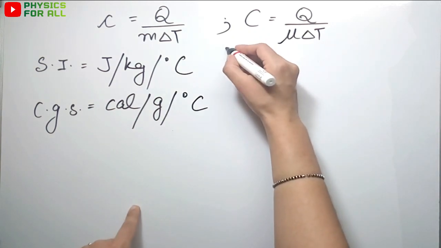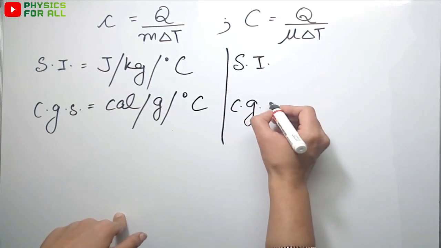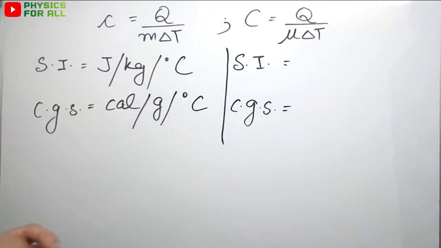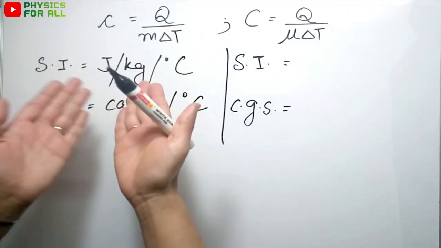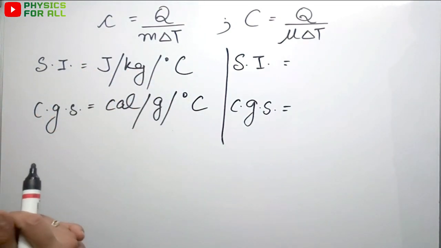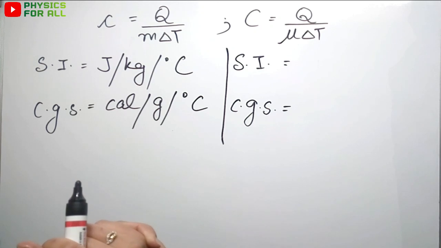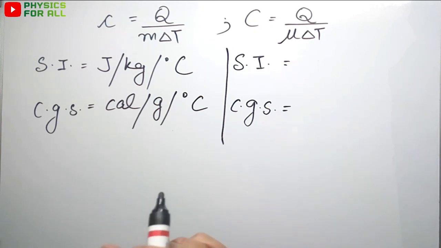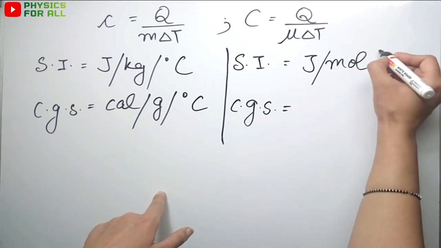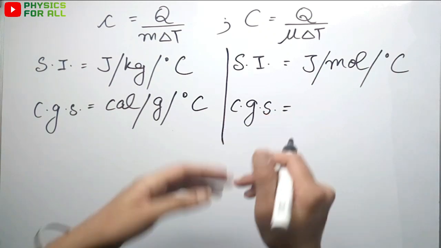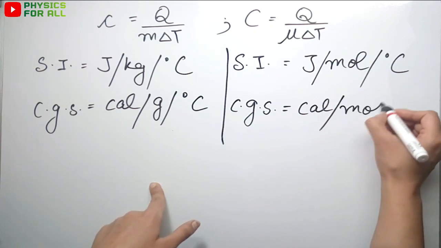So now just watching this, how can we write the SI unit and CGS unit of molar specific heat capacity? What is the difference in the formula of both the specific heat capacities? That here we have mass and here we have mole. So for mass, in SI we use kg and in CGS we use gram. But for mole, it stays the same. Both in SI and CGS we write the unit as mole itself. So here the SI unit becomes joule, since Q is in the numerator, per mole per degree Celsius. And in CGS, because the CGS unit of heat is calorie, it becomes calorie per mole per degree Celsius.